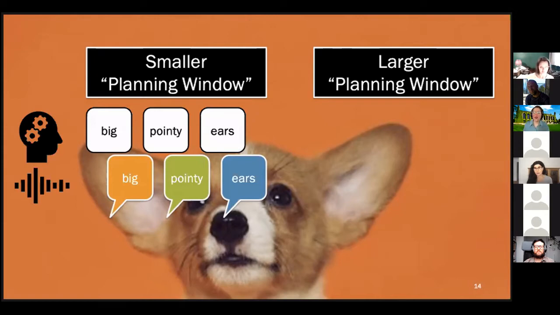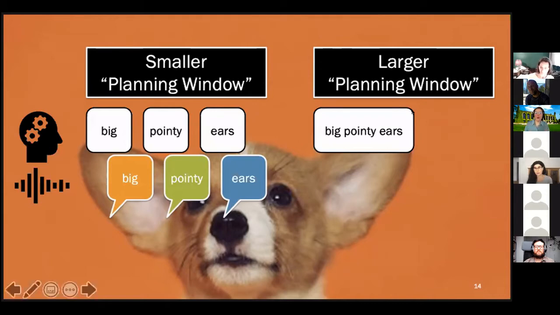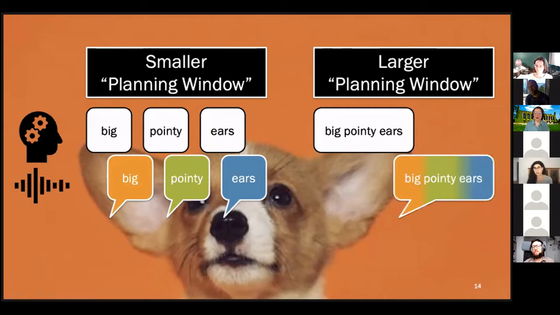And we create this piecemeal, piece by piece utterance where we're planning just in advance of what we're about to say. On the other hand, with a larger planning window, we could imagine that we take a little bit more time to plan, right? So we have a longer startup cost at the beginning. We are maybe silent for a little bit longer at the beginning while we're trying to plan what we're about to say. But the advantage is that when we end up saying the whole phrase, we might come up with something much more integrated, right? So instead of saying big, pointy, ears, we might say big pointy ears. And we have a nice integrated phrase that sounds possibly more natural. All right. Any thoughts or questions about the big pointy ears?